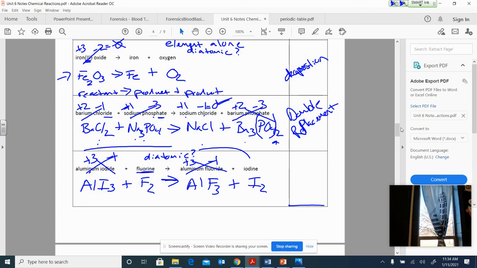Now we just have to tell the type. So in this case, I have a compound with an element, with a compound with a different element. So notice how this element kicked out iodine. So fluorine kicks out iodine and makes it all sad and lonely over here and takes its place, aluminum fluoride, in the compound. So when a single element boots out another element and makes it single, that's called a single replacement reaction.